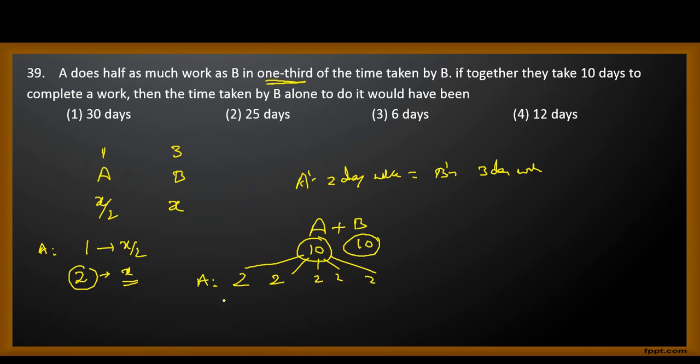So total 10. Now A's 2 days work can be done by B in 3 days. Similarly 3, 3, 3, 3. 5 threes are 15. So A's 10 days work can be done by B in 15 days. So B's 10 days plus A's 10 days work, which B does in 15 days. Total time is 10 plus 15, which is equal to 25 days. So the answer is option 2.